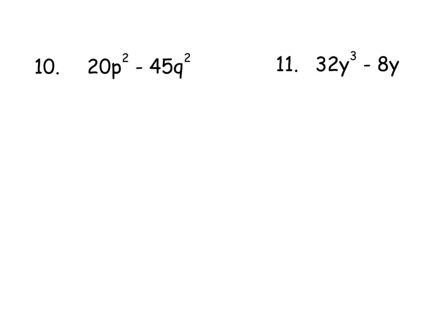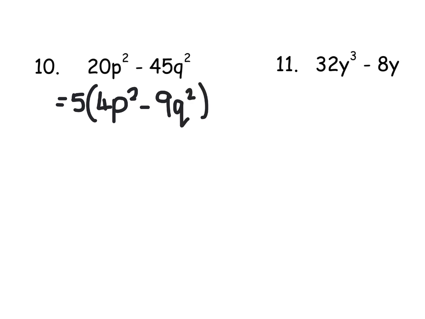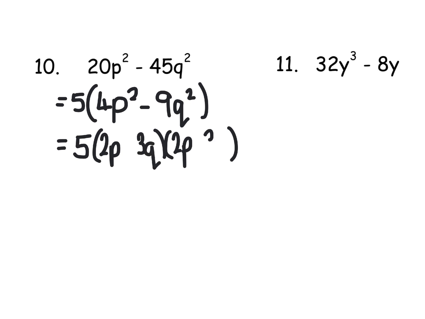So 20 and 45, clearly divide by 5. And if you divide by 5, that leaves you with 4p squared, a nice squared term. Take away 9q squared. So there we've got a difference of 2 squares again. So you have 5, pair of brackets, 4p squared, well, square root of 4 is 2, so you've got 2p and 2p at the start. Square root of 9 is 3, so you've got a 3q and a 3q, one with a plus, one with a minus. So that's just one of those busy looking ones.